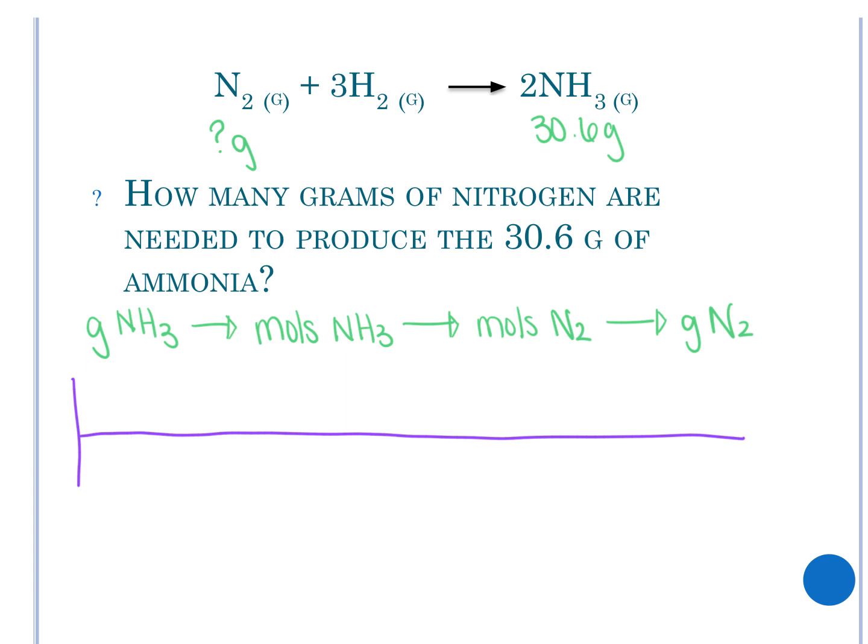What number goes in that top box? Okay, so we get 30.6 grams of ammonia. And how do we get from grams to moles? Okay, molar mass. Did we just calculate this one on the previous problem? Okay, so look back. What is the molar mass of ammonia? Okay, so 17.04 grams of ammonia is equivalent to 1 mole.